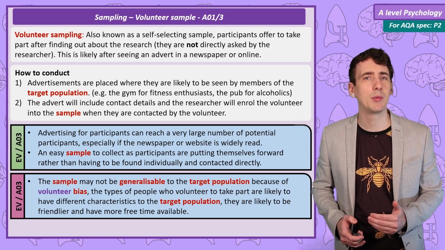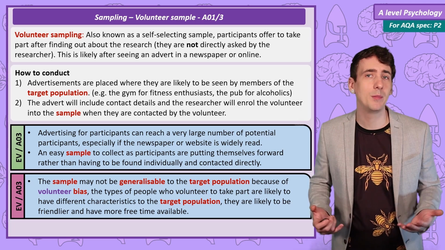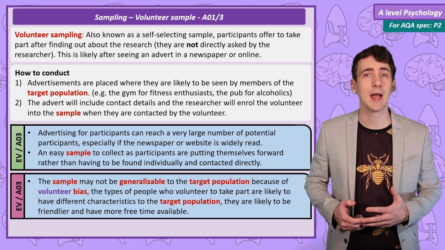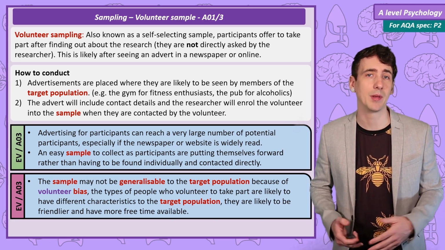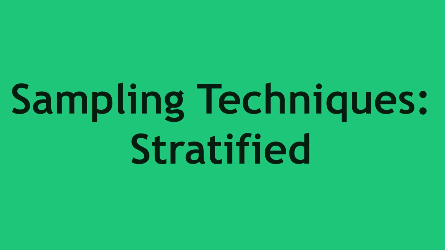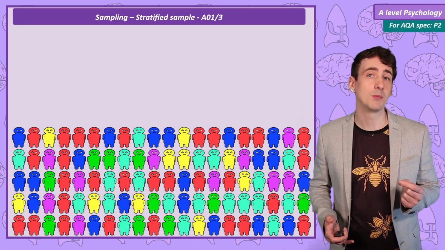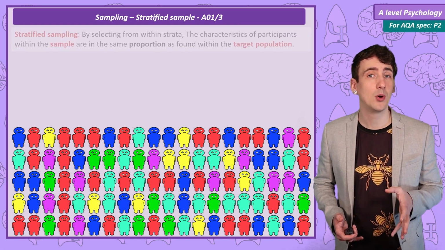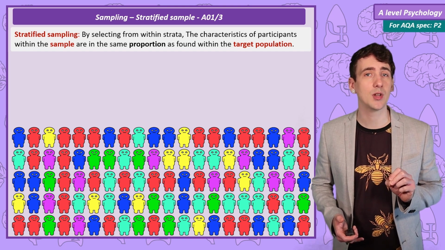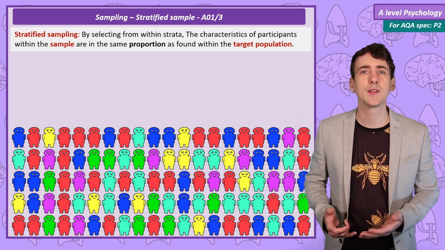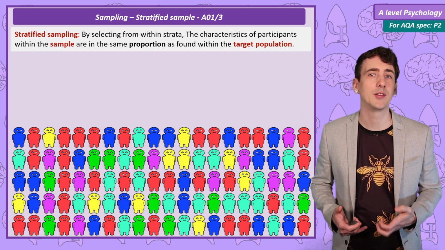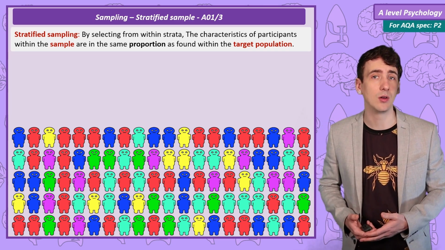But we want to include people who are unhelpful and people who are busy. If we don't, we may not be able to generalize our findings to the wider population. Stratified. A stratified sample is the most complex type of sample, but it tries to avoid some of the problems of the other methods. A stratified sample creates a sample that is representative of the population as a whole.